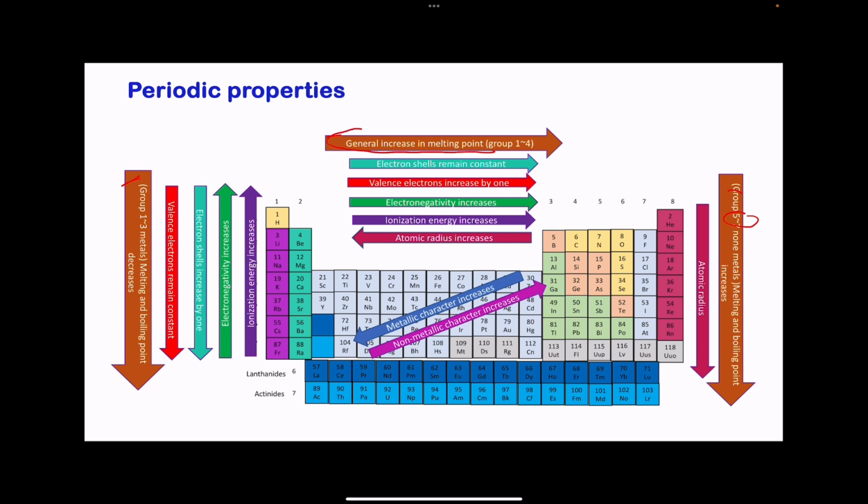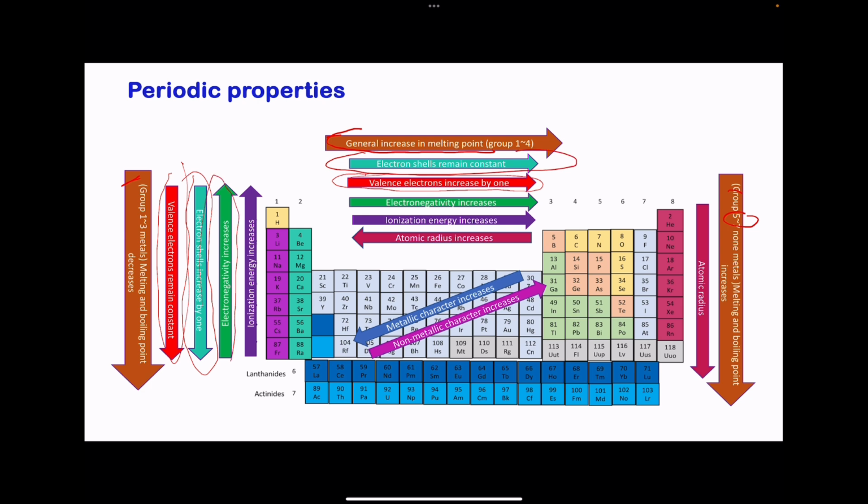Then we go to the next property, which is the valence electrons. The valence electrons are going to remain constant, meaning the outer shells are going to contain the same number of electrons as you go down the group. But as we go across the period, the valence electrons are going to increase. Down the group, the electron shells are going to increase by 1. But across the period, the electron shells are going to remain constant.